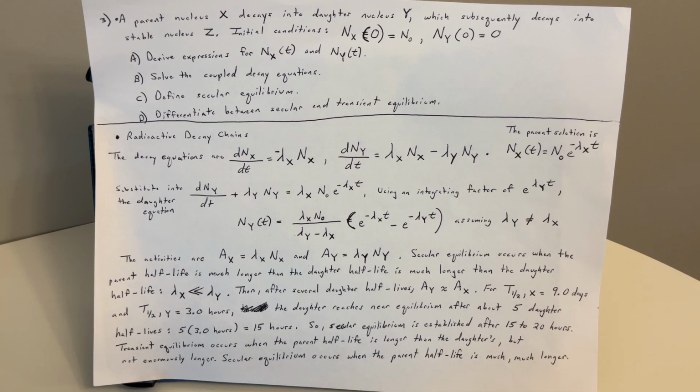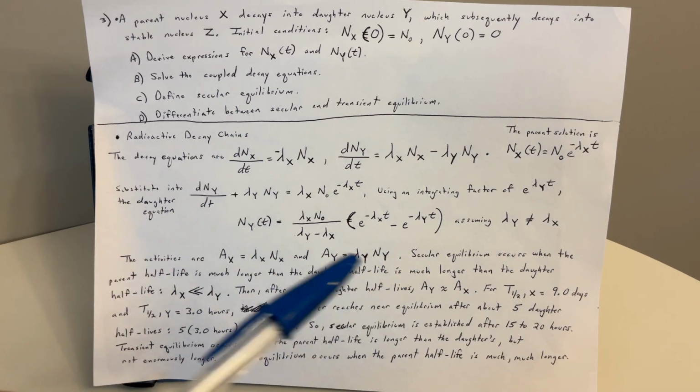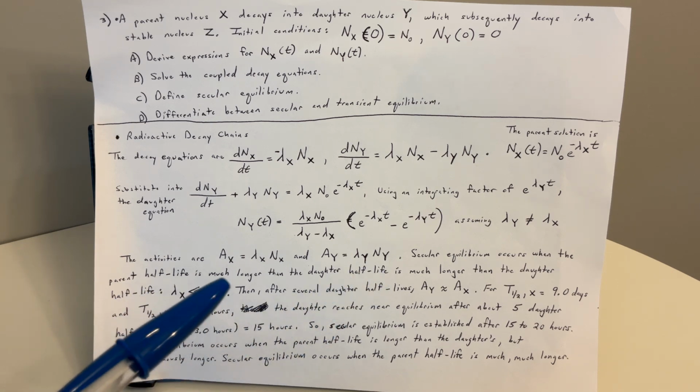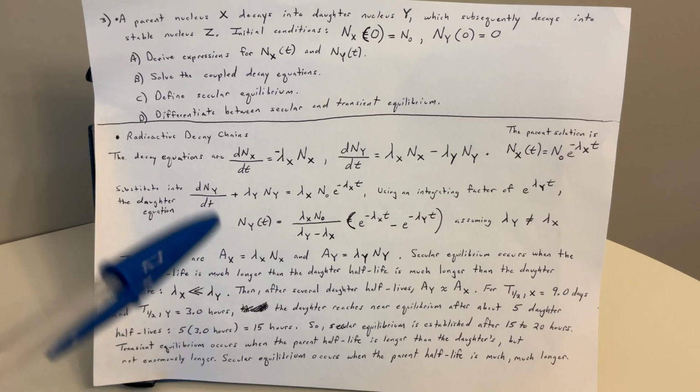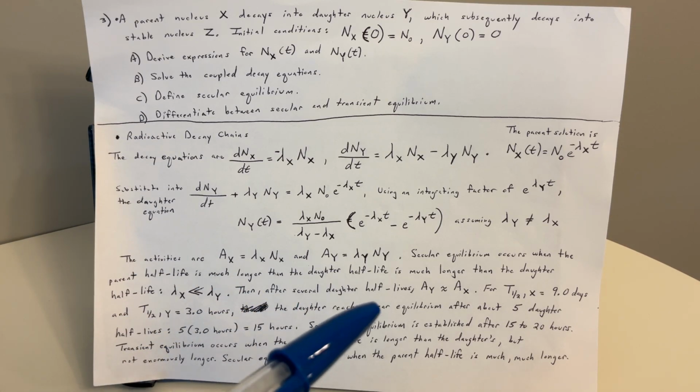Okay, so what they want us to do is solve the coupled decay equations, define secular equilibrium, differentiate between secular and transient equilibrium. Well, the activity is a sub x equals lambda sub x n sub x, and a sub y equals lambda sub y n sub y. Secular equilibrium occurs when the parent half-life is much longer than the daughter half-life, where lambda sub x is much less than lambda sub y. Then, after several daughter half-lives, a sub y approximates a sub x.